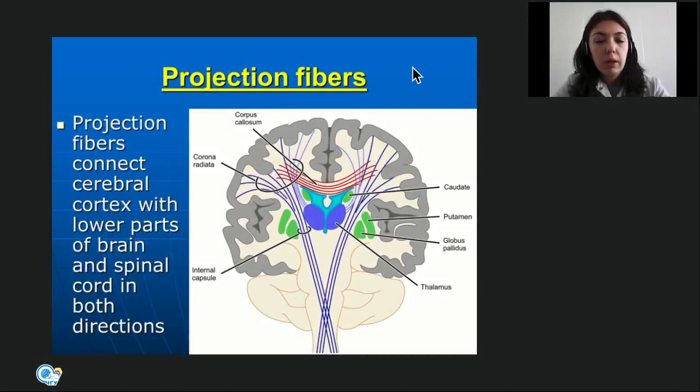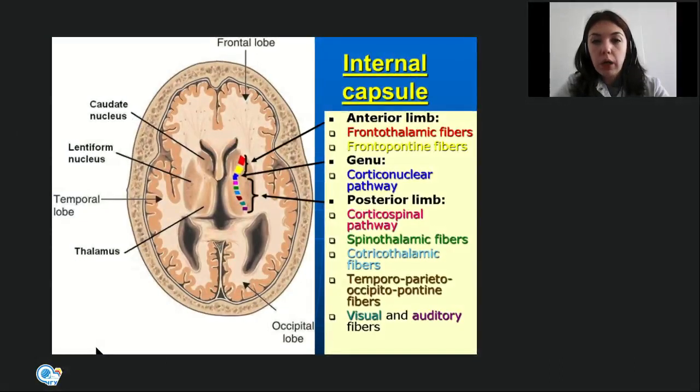Projectional fibers connect the cerebral cortex with lower parts of the brain and spinal cord in both directions. And the largest structure that is formed by projectional fibers in the cerebral hemispheres is the internal capsule. Here we can see it, capsula interna. The internal capsule is located between the caudate nucleus and thalamus medially and the lentiform nucleus laterally, and it is divided into three parts.